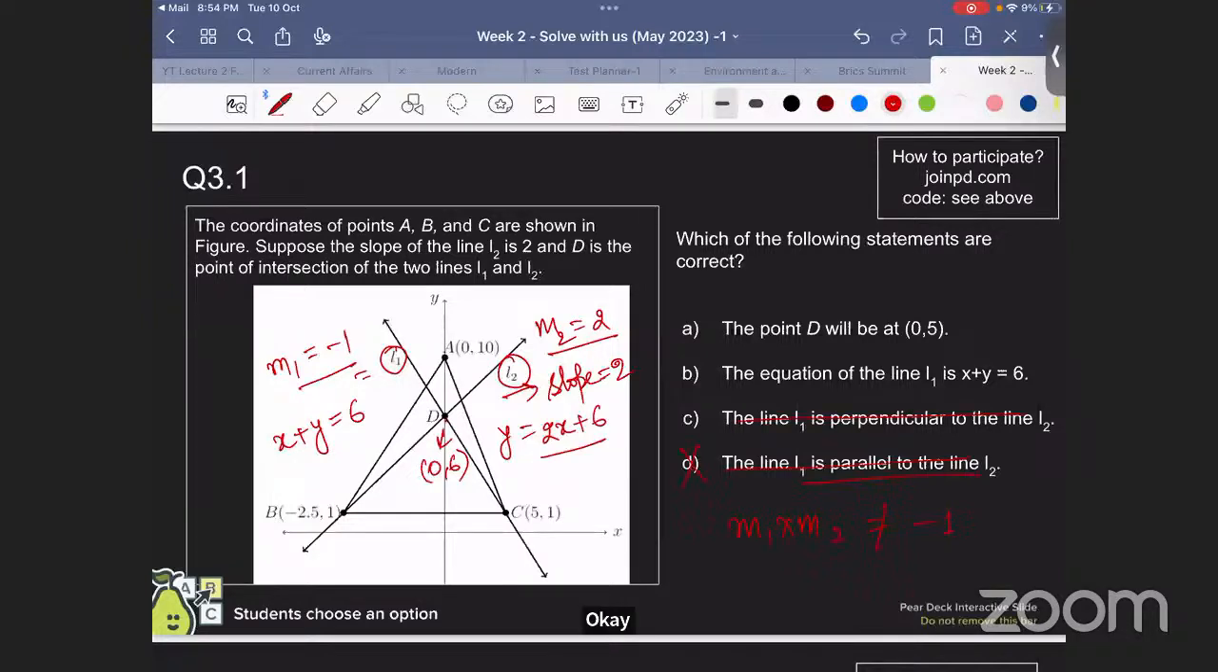Okay. Now the third equation, the second. The straight line, we already know that this is correct. And D also, what was the value of D? 0,6, right? So this is also incorrect. Okay. So only B is correct.